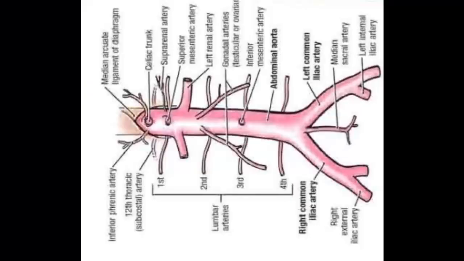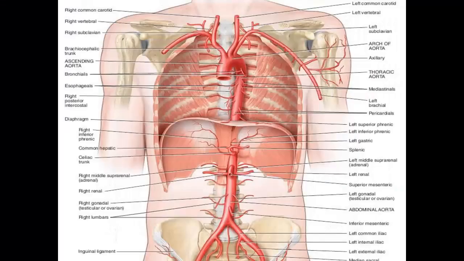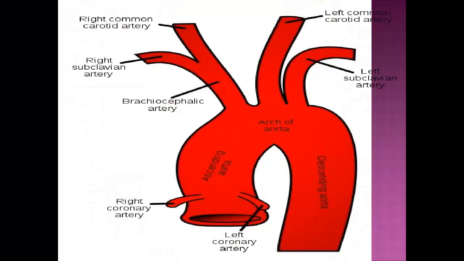Oxygen-rich blood returns from the lungs to the left atrium via the pulmonary veins. It moves through the mitral valve into the left ventricle, the most muscular chamber, and is forcefully pumped through the aortic valve into the aorta, supplying the entire body.